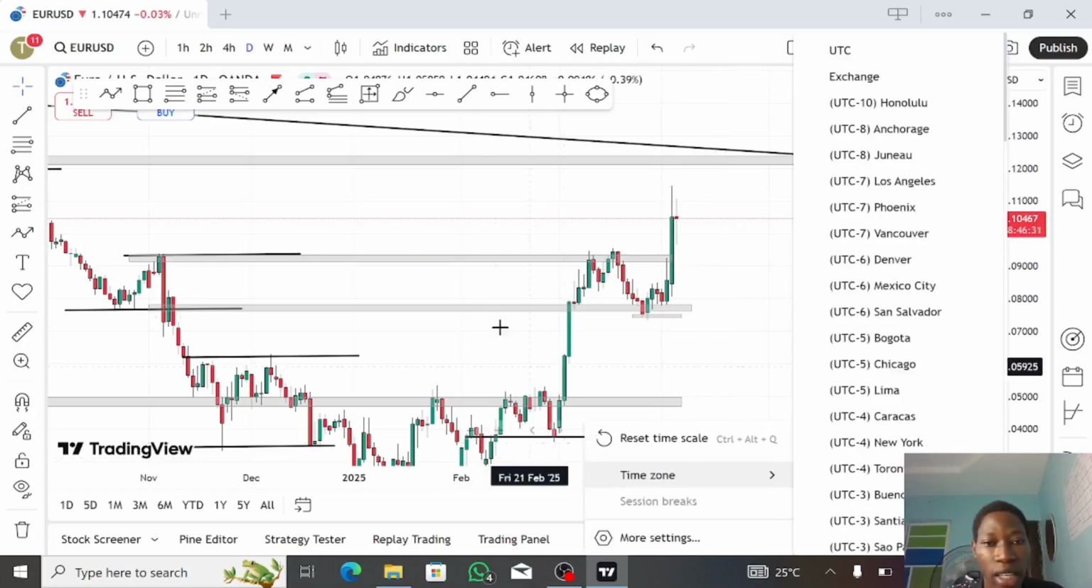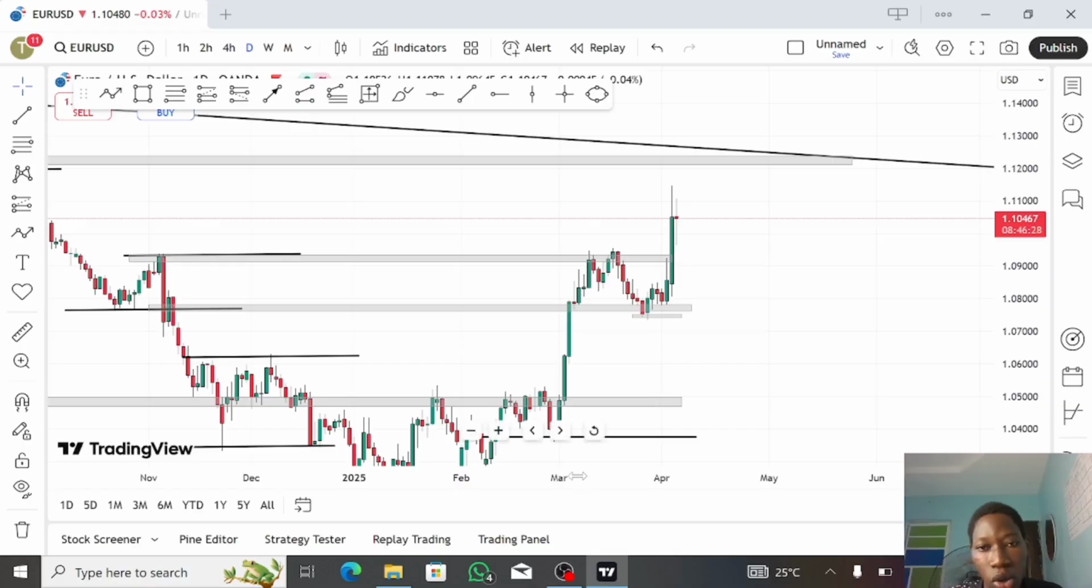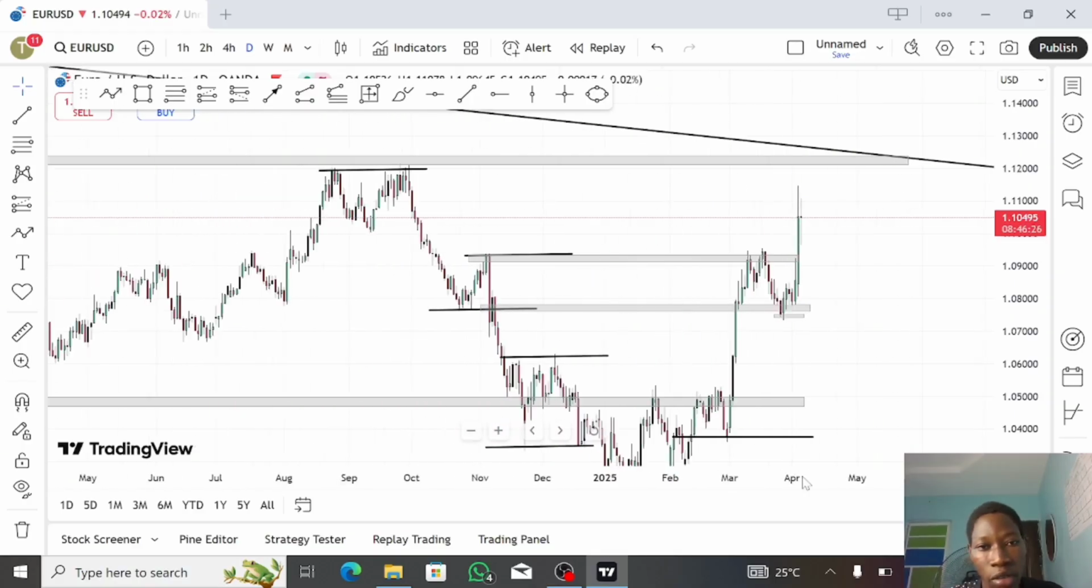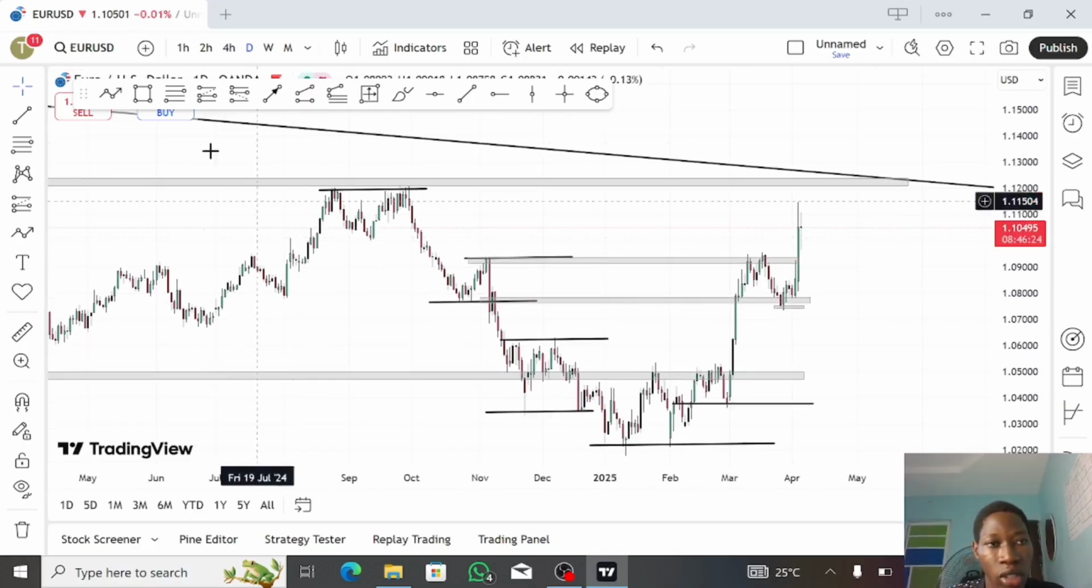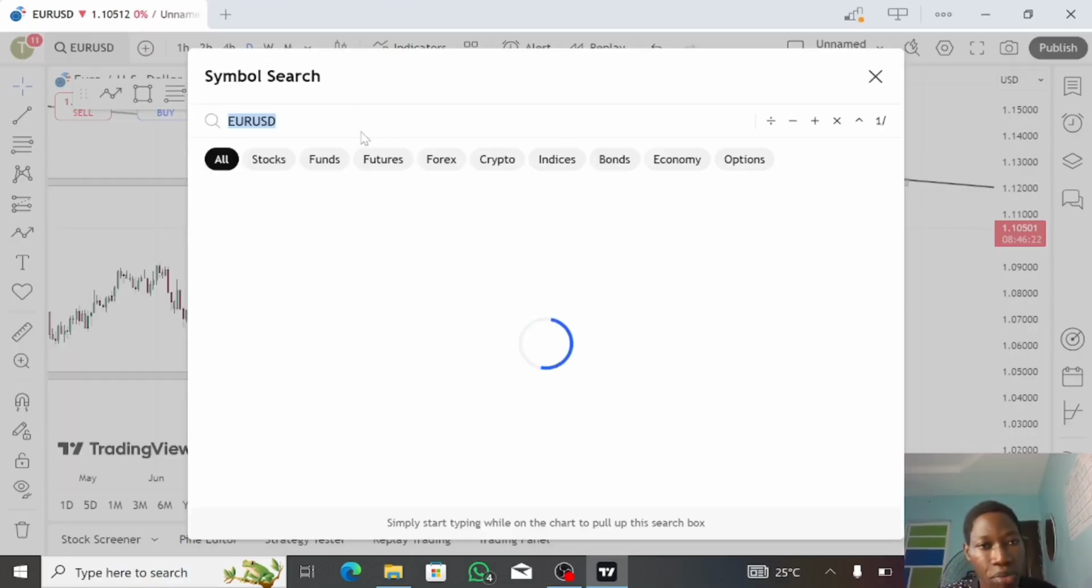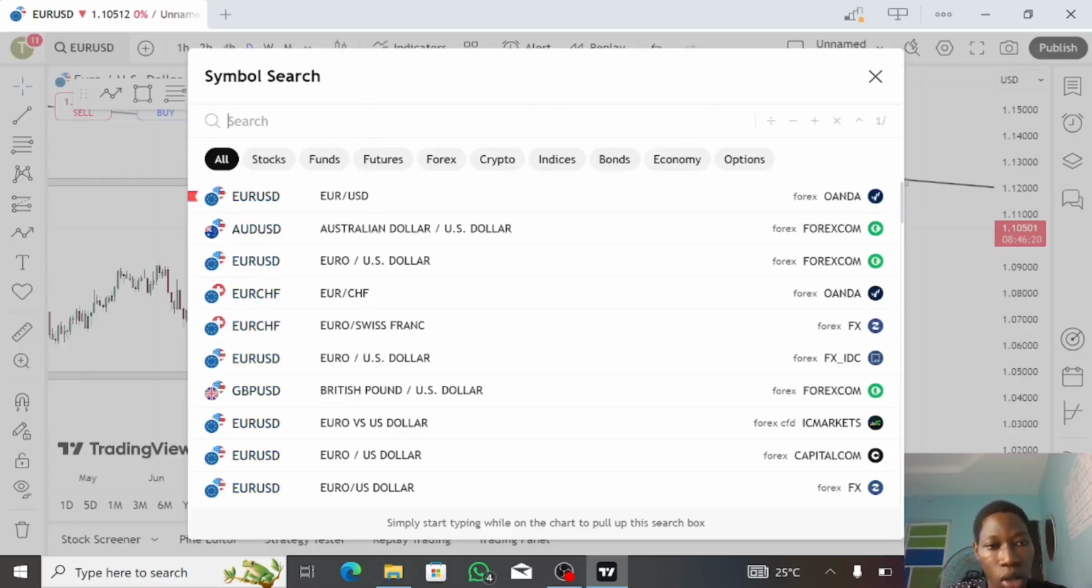So today is Friday, and today is NFP as well. So let's just see what is going to happen on NFP. Let's see what's going to happen on NFP, right? So let's check for which pair now. Which pair should we do now?